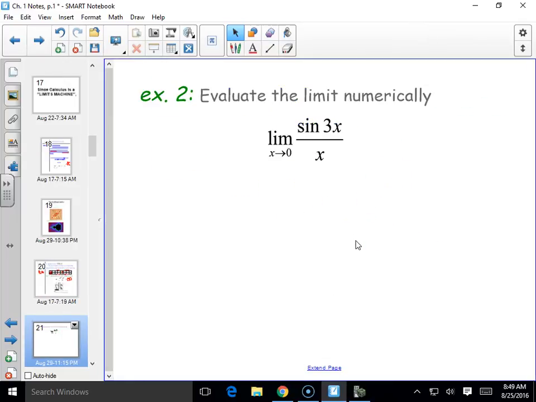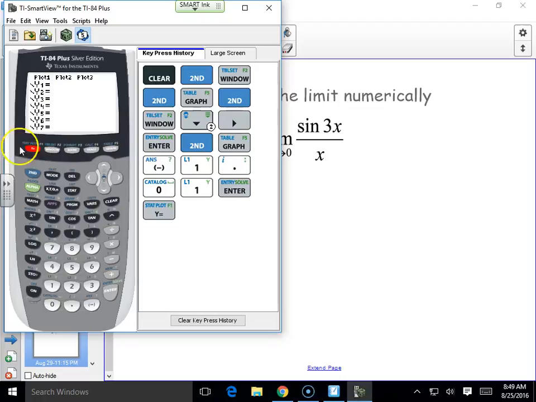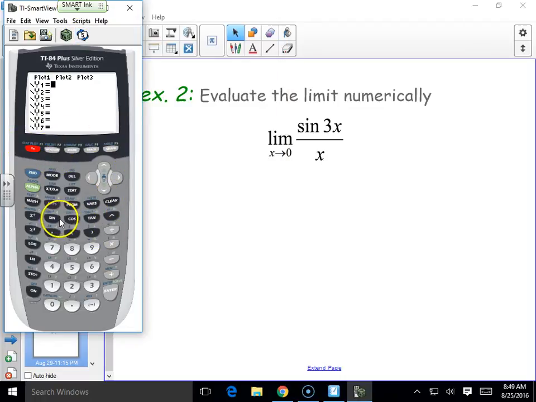So then if we were to do this one, the limit as x goes to 0, sine of 3x over x. We would plug in, are you in radian mode? We would plug in sine of 3x all over x. Your second window table setup, remember, would be on ask. Question, how can we get closer and closer to 0 from below?